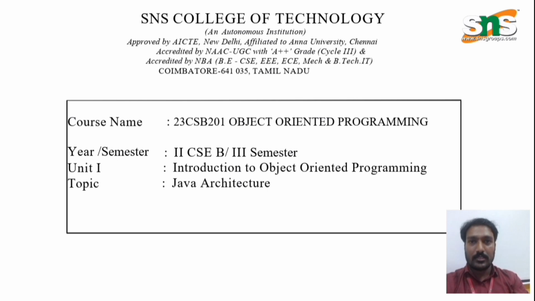The course code and the course name is 23 CSP 201 Object Oriented Programming. This is Unit 1 Introduction to Object Oriented Programming, and the topic is Java Architecture.